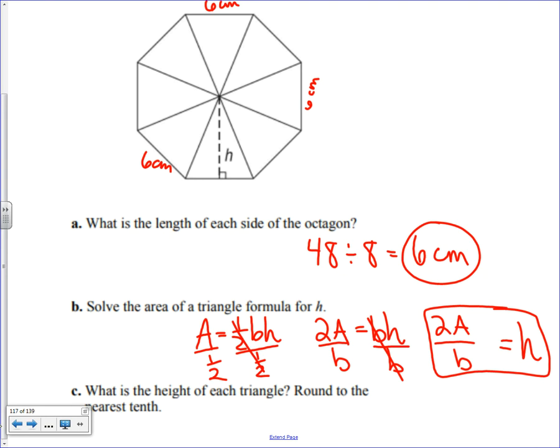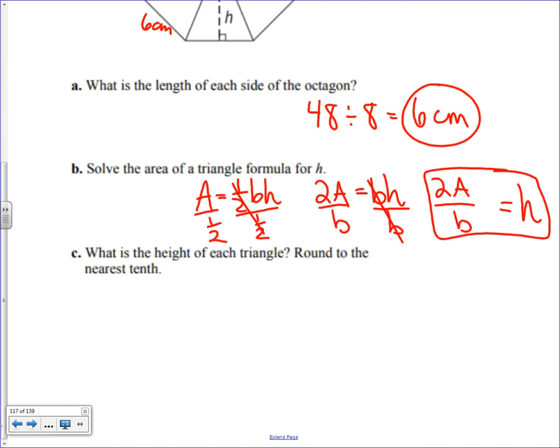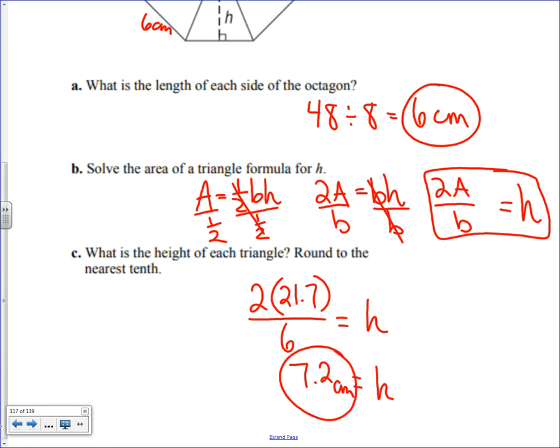So now I have to go through and plug in what I know. The 2 does not change. I know the area from the original problem is 21.7. And the base is just the sides of those triangles. And I found out that the sides were 6. So I'm going to grab my calculator, and I'm going to find the numerator first. 2 times 21.7, I get 43.4. Then I'm going to divide it by 6, and this says to round to the nearest tenth. So if I round this to the nearest tenth, I get 7.2, and that would be centimeters.